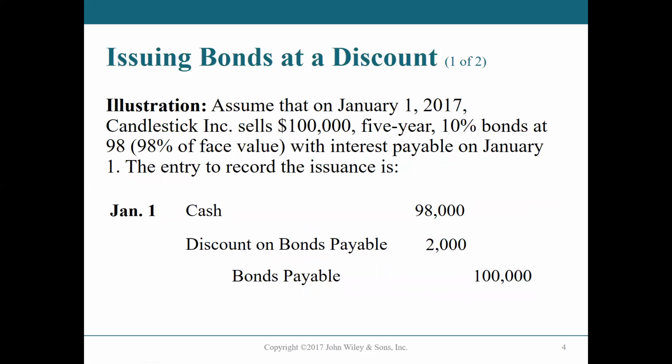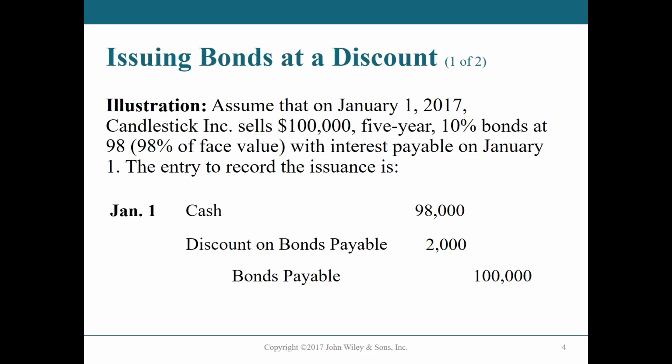Yeah, so in that one, can you help me spot where the discount is? Like you said that if the interest rate is different than the market rate, and the market rate is higher than the interest rate, then there's going to be a discount. So where is the discount?